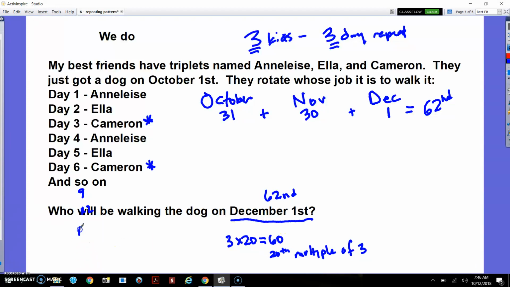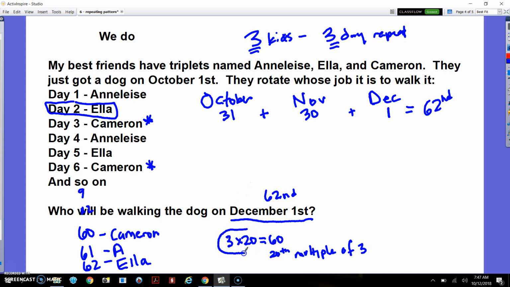So day 60, I know is Cameron because it's a multiple of 3. And look, I skipped all the way until I'm pretty close. So now I just repeat my pattern until I get to the 62nd day. Cameron walks it on the 60th day, which means we loop back to the beginning. Annalise walks it on the 61st day, and Ella will be walking it on day 62. So that's how I use the multiples of 3, since it's a 3 repeating pattern, to figure out who's going to be walking that dog on the 62nd day they own it. So Ella, December 1st, that's your day.